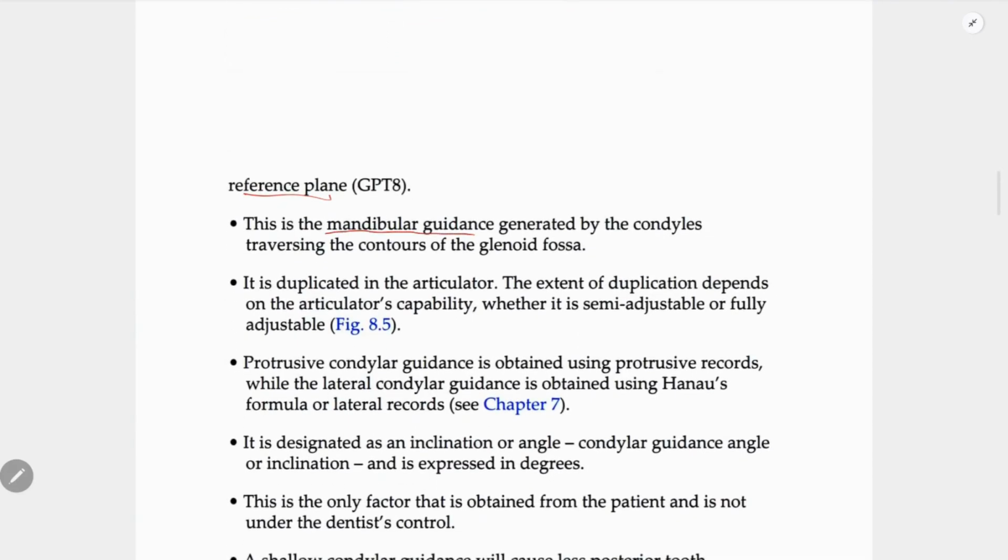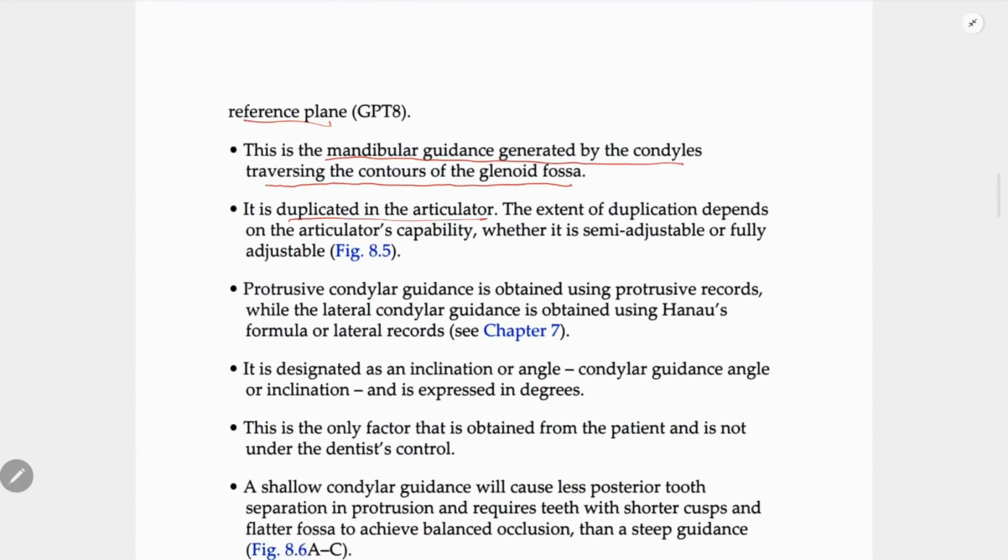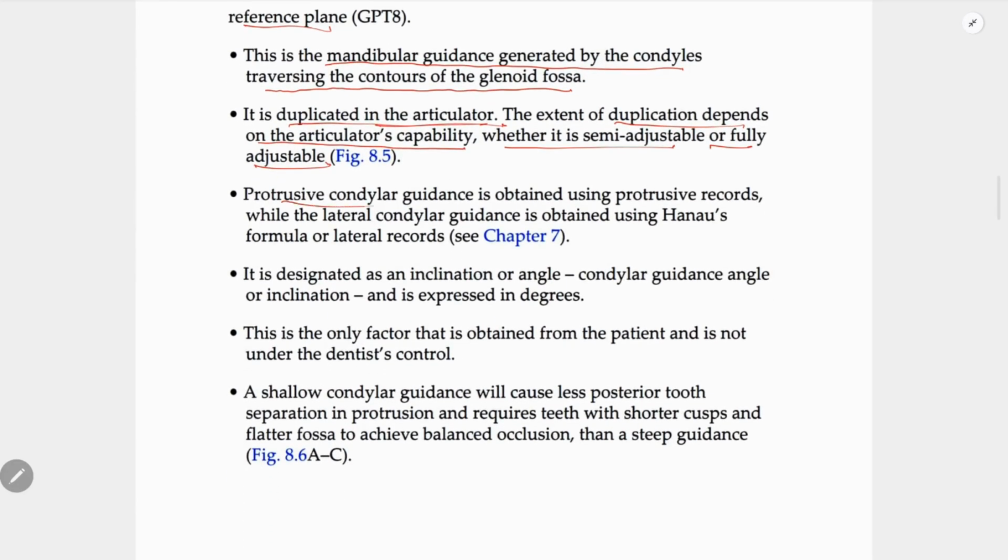This is the mandibular guidance generated by the condyles traversing the contours of the glenoid fossa. It is duplicated in the articulator. The extent of duplication depends on the articulator's capability, whether it is semi-adjustable or fully adjustable. Protrusive condylar guidance is obtained using protrusive records. Lateral condylar guidance is obtained using Hanau's formula or lateral records.